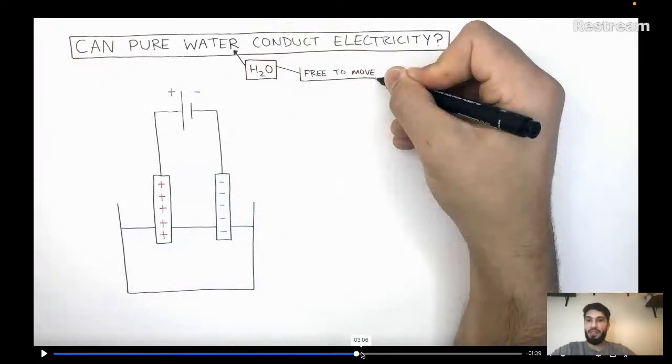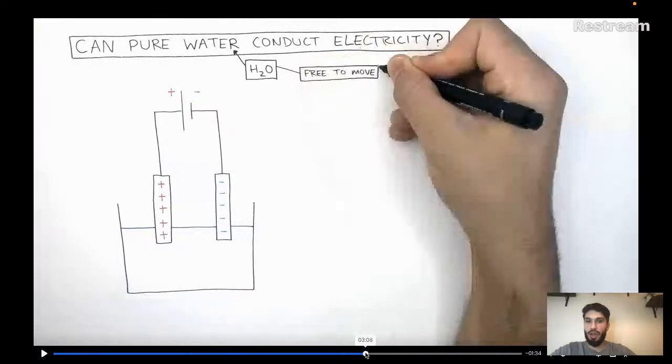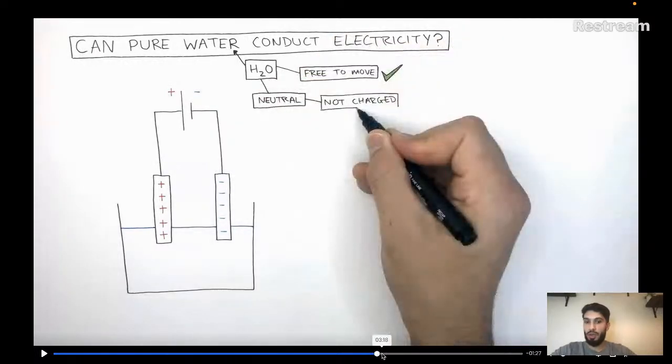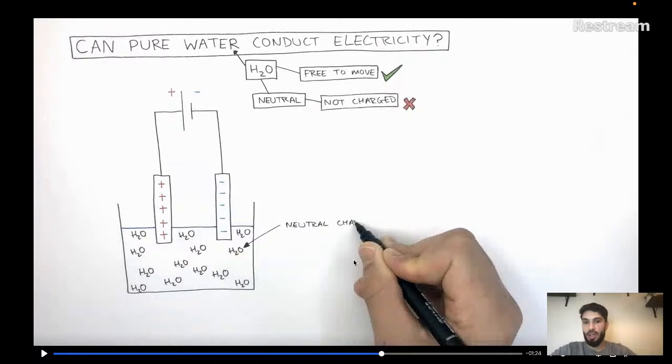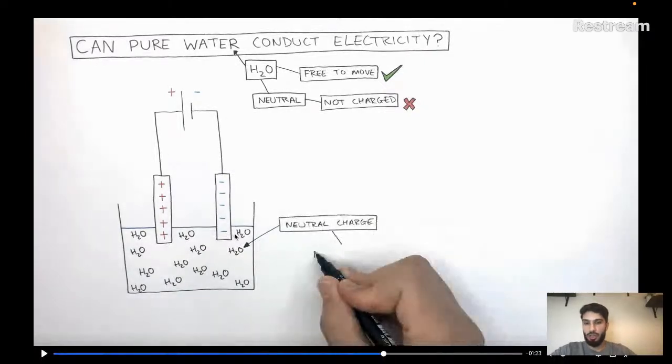Okay, so this is just H2O. And these molecules are free to move. We know that. And we also know the molecules are not charged, okay? We know they are neutral. We've already explained why. So these molecules have a neutral charge.